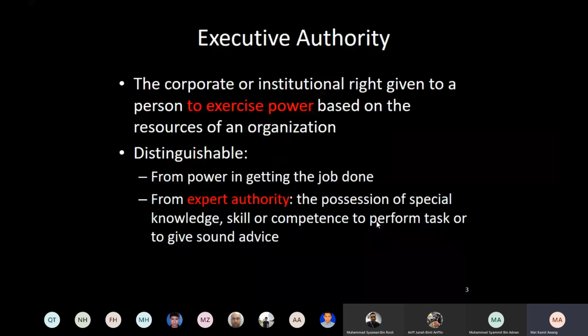So if you are an IR, a professional engineer, you have the expert authority in the field that you are given the IR in. For example, if you are an IR in electrical engineering, you are an expert authority in power or electrical engineering. If you are an IR in mechanical, then you have the expert authority in mechanical. So there are two different authorities: expert authority and executive authority, right?